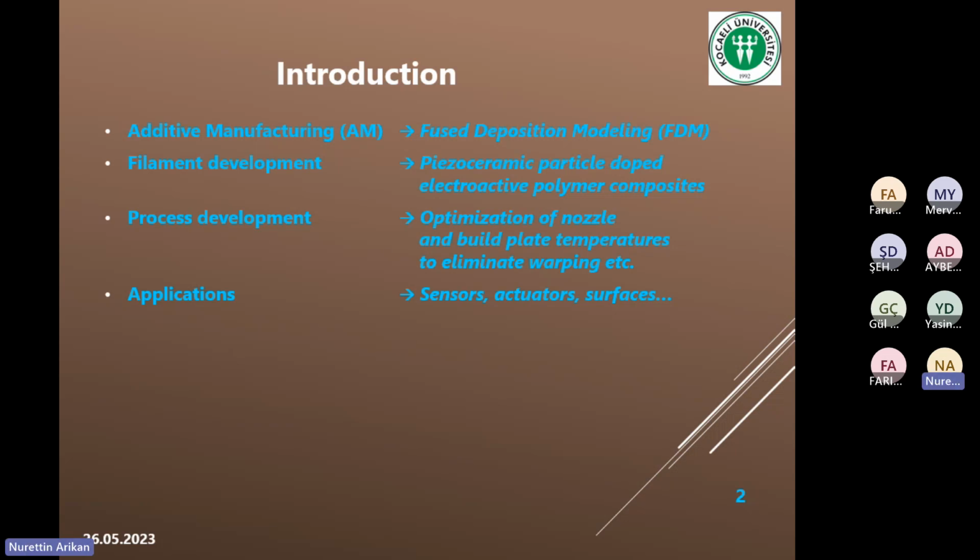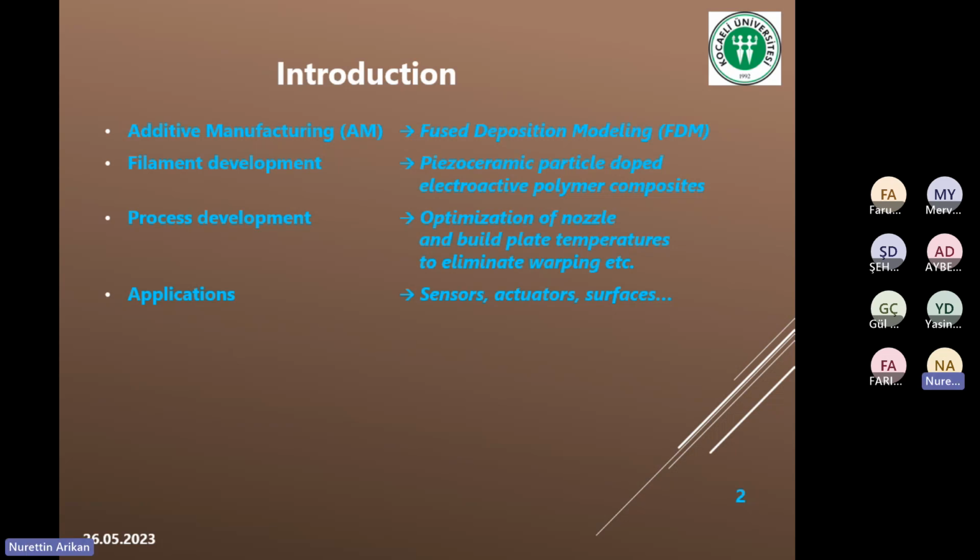Afterwards, process development. It's important to identify and apply optimum parameters for each material. As you may know, in FDM, we feed mostly engineering thermoplastics such as polylactic acid, PLA, or polyethylene terephthalate glycol, PETG, and many more, ABS, ASA. But each material has its own properties such as nozzle temperature, build plate temperature, even printing speed, feeding speed, etc.